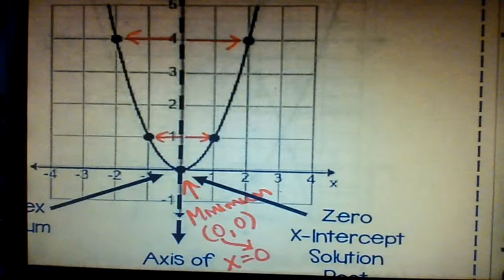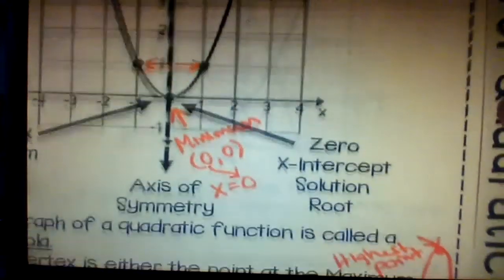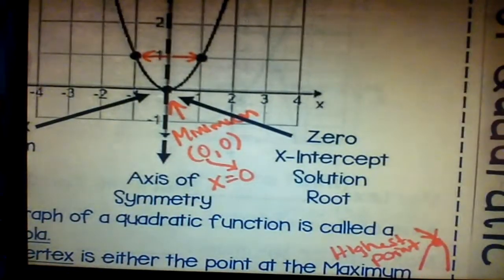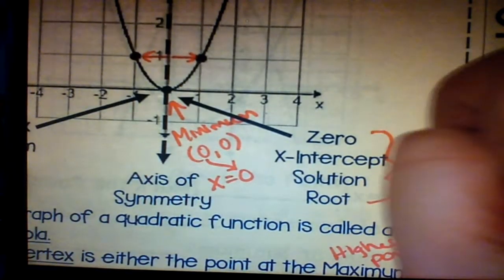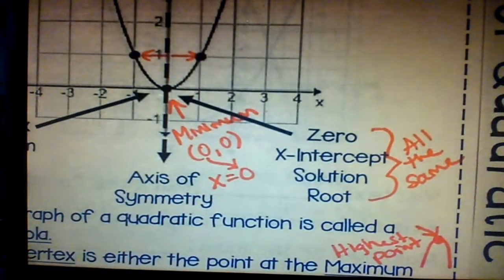The last thing that you need to be able to find is a 0, x-intercept, solution, or root. Remember, these words are all the same. If I ask you to find me a 0, you're trying to find the x-intercept. If I ask you to find me a root, you're finding the x-intercept. If I ask you to find the solution, you're finding the x-intercept. Don't get confused when they interchange those words. They are going to interchange them to confuse you. They want to know, did you pay attention enough to know that all of these words are the same exact thing?